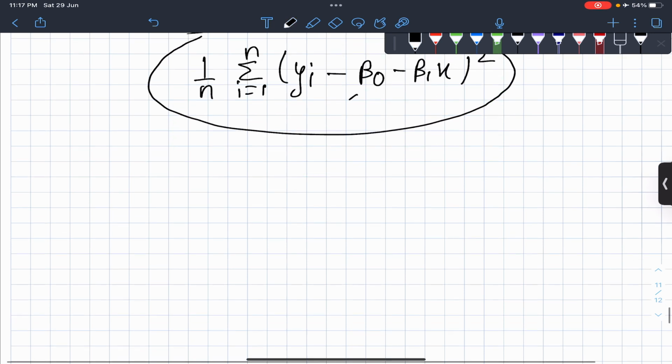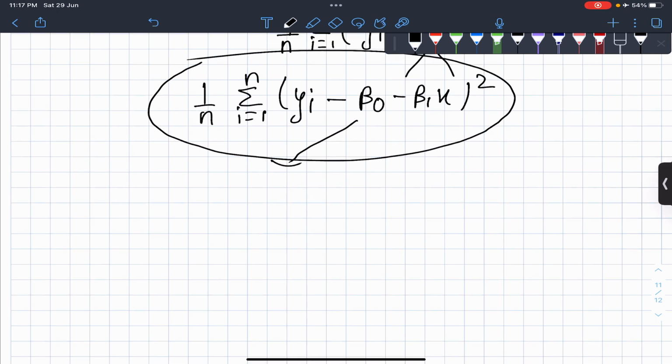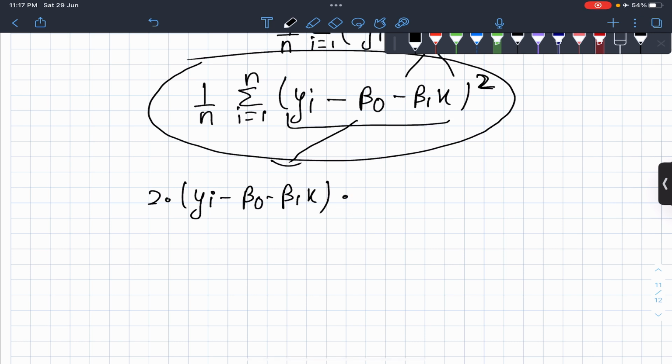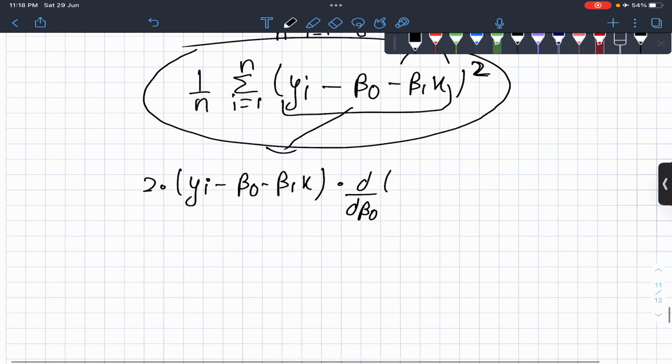So what we did actually here is, let's do here. What we will first do is bring this 2 from there to the front of the function. Any problem? No. Now what we will do here is (y minus beta 0 minus beta 1x) into the derivative of the inner function with respect to beta 0. Now what we'll do here is y_i, beta 0, beta 1x.